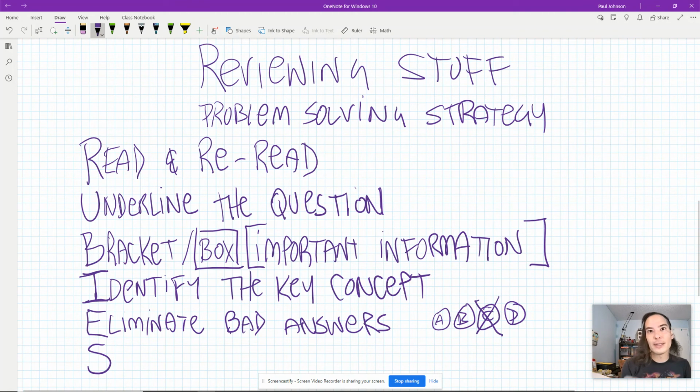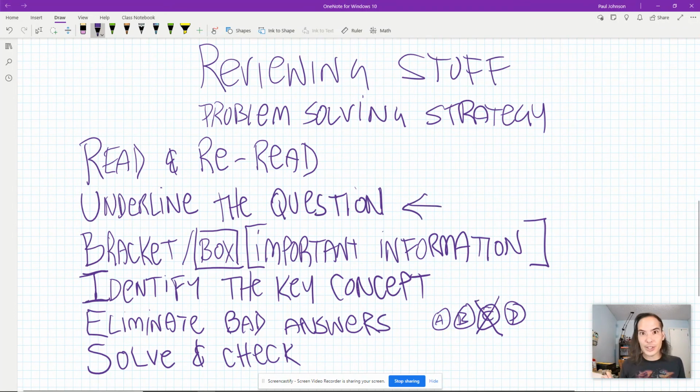And then finally, the most important thing that you do is solve and check your work. All right. So solve and check to make sure that you answered the question. Okay. Because sometimes there's multi-step problems and we do the first step and then we don't do the second step. And then we don't answer the right question. All right. So solve and check. One of the things you should always check is, did I answer the question that I underlined?